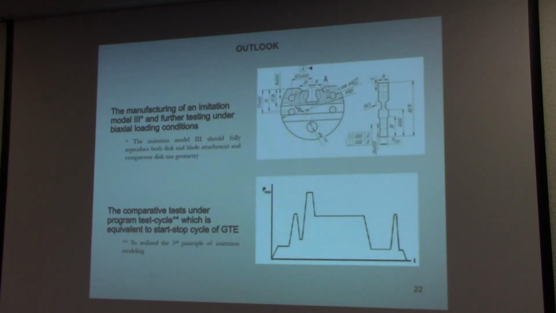And some words about outlook. We are planning to manufacture the third imitation model, which fully reproduces not only the compressor disk critical zone, but also the disk rim geometry. And we are planning comparative tests under a program test cycle, which is equivalent to the flight cycle of an airplane. The aim of this test is realizing the third principle of imitation modeling.